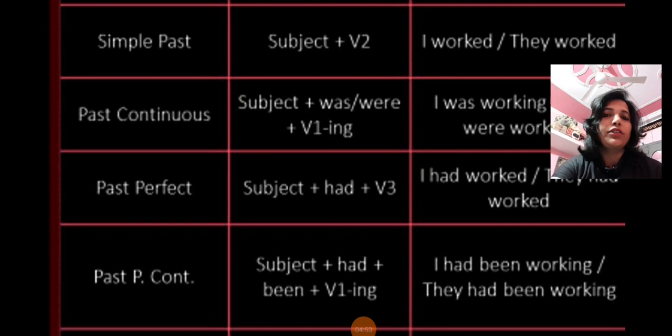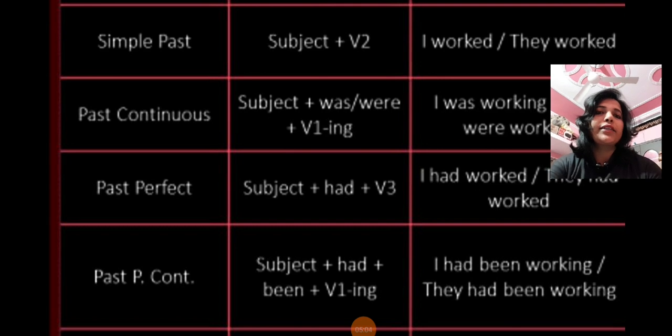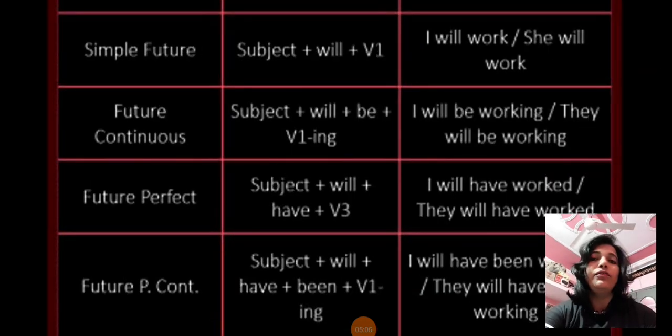In that you have to keep it in mind, wherever the continuous is, you will always get verb ing form. Subject plus had plus been plus verb ing form. Okay, next slide. Next is the future tense.